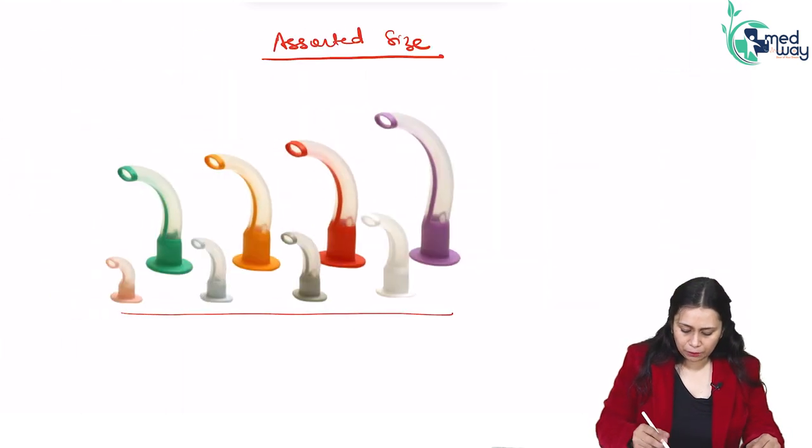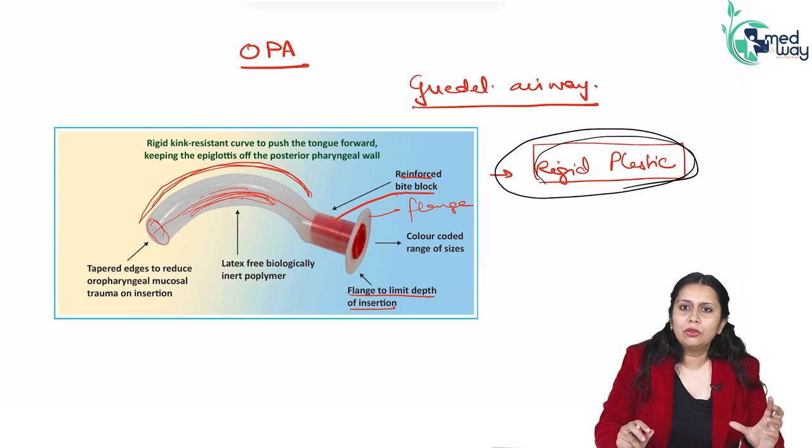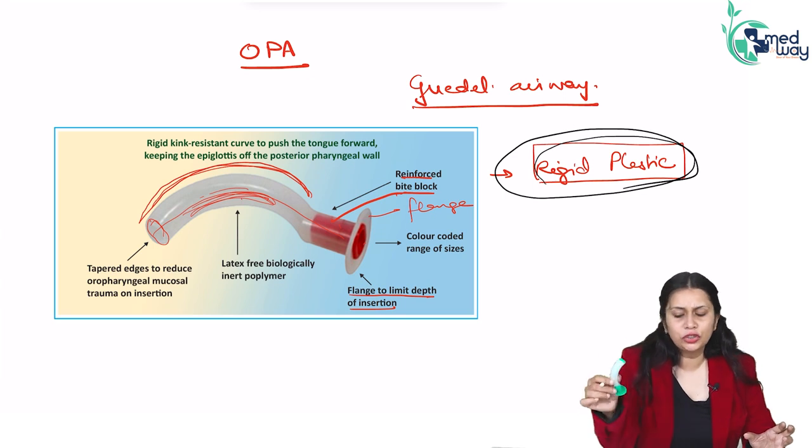I told you it is made up of rigid plastic. So when we are putting it in the oral cavity, if the patient is conscious, this can stimulate the oropharyngeal reflexes, the gag reflex, and can cause laryngospasm. Even a conscious patient will not tolerate it, will try to push it away. If you force it inside, it will stimulate the reflexes and laryngospasm can happen. So this is a very good device to lift the tongue in an obstructed airway, but not for a conscious patient.